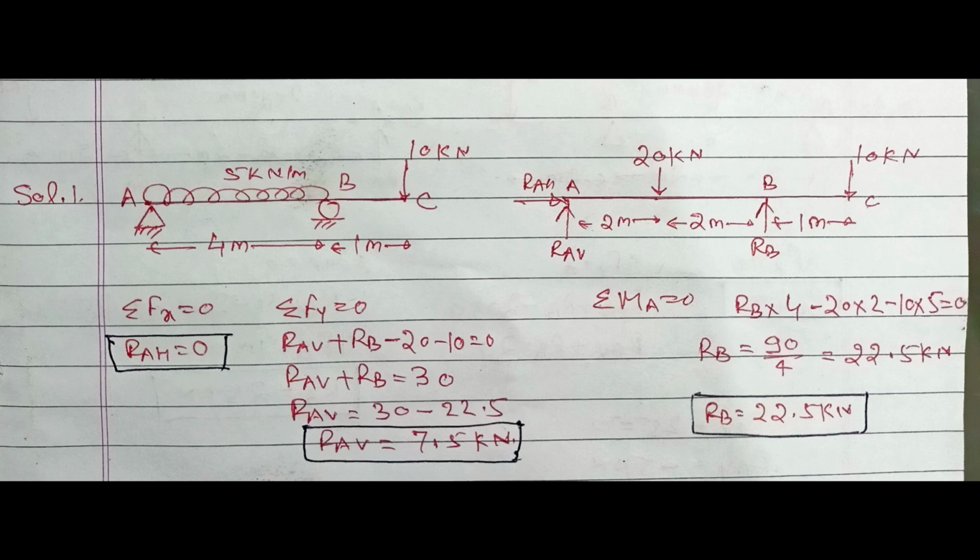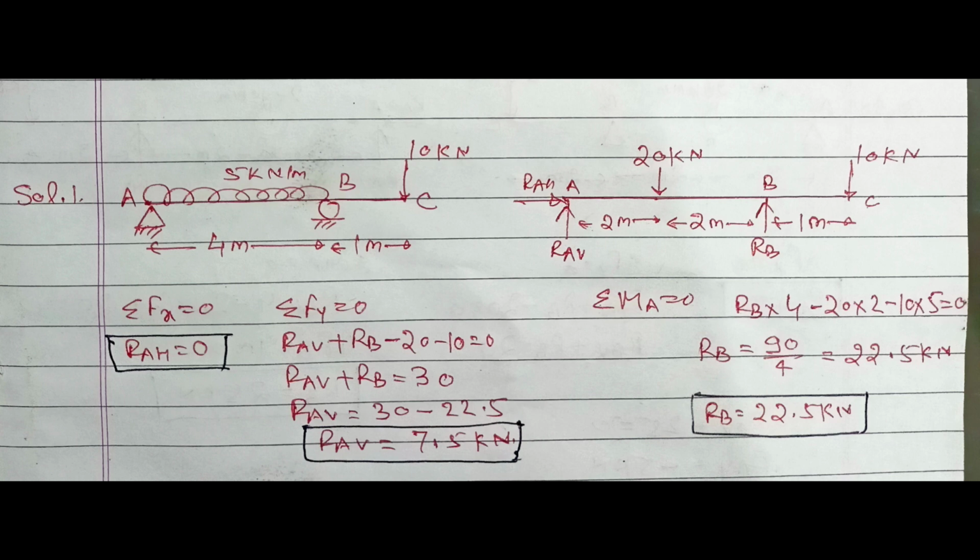So guys, today we are going to discuss some support reaction based problems. Now you can see in question number 1 we have a simply supported beam which is supported at points A and B. At point A we have hinge support and at point B we have roller support. Now between A and B there is a load of 5 kilonewton per meter which is UDL, and at point C we have 10 kilonewton point load. Now we have to find out the support reactions.